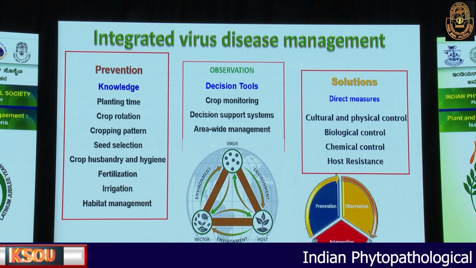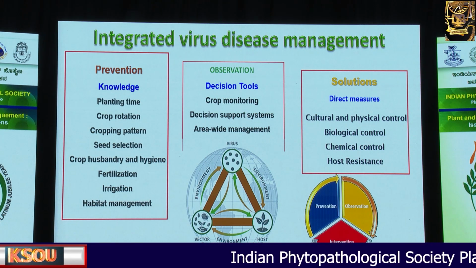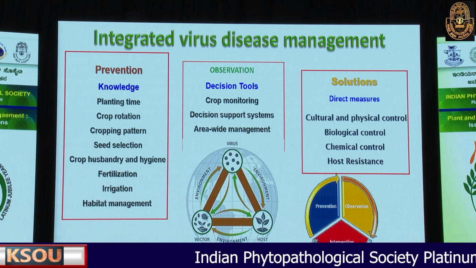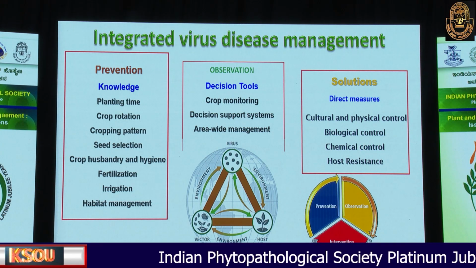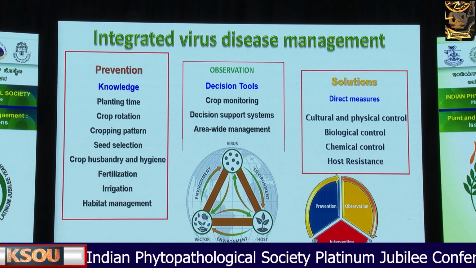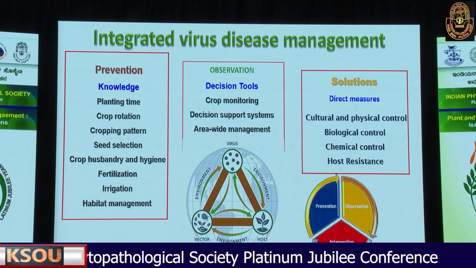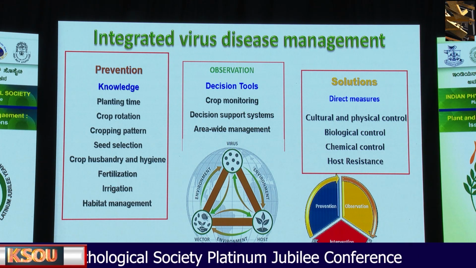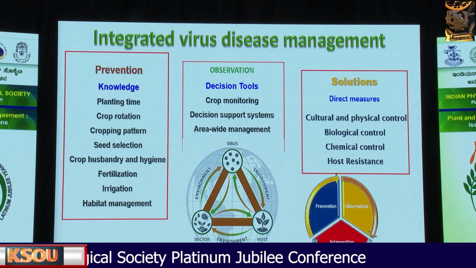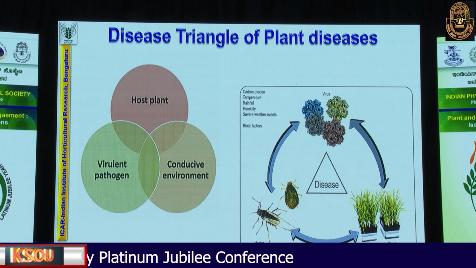So here is the point where we need to emphasize. Often people will say that in virus diseases there is no control, it's only cut and burn or throw it. It is not like that. Understanding the nature of the pathogen is very important. And in this case, what we need to understand is the prevention as the first step, then the decision tools, and then solutions on how to implement them for managing these viruses.